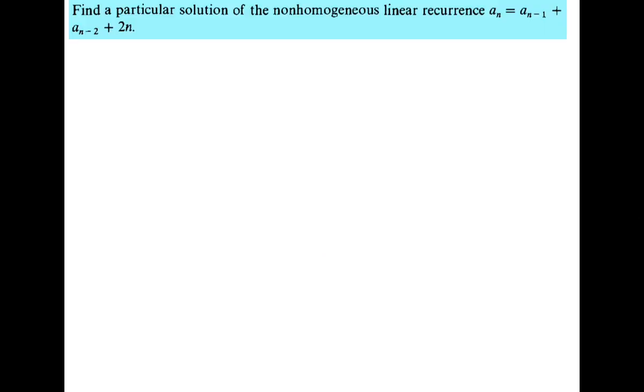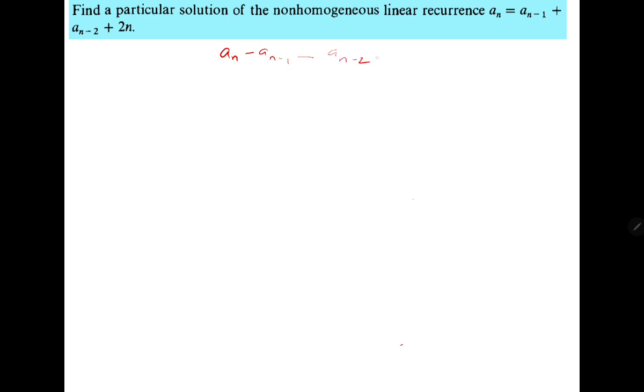To solve non-homogeneous linear recurrence relation, we will use the method of undetermined coefficients, which is the same as we use in differential equations. So for example, if I have to find a particular solution, what does it mean by particular solution? It is a function of n which satisfies the non-homogeneous recurrence relation.